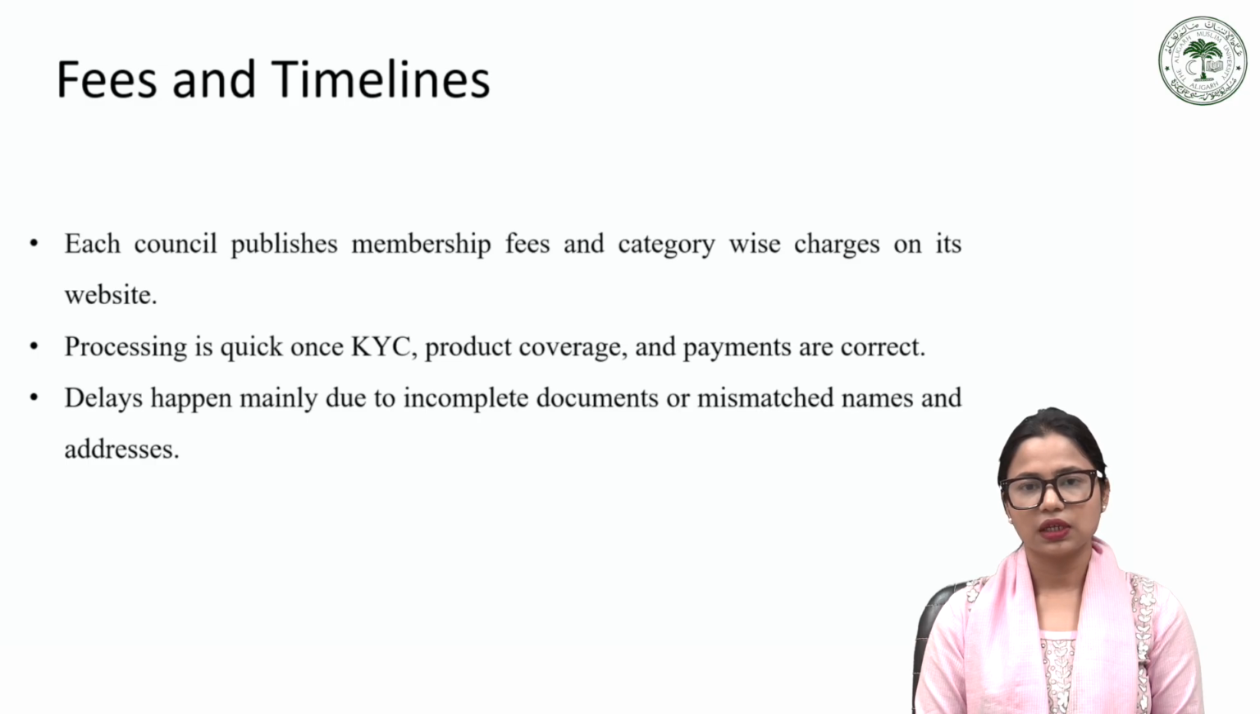Delays happen mainly because of incomplete documents or mismatched names and addresses. In many situations, there is a huge mismatch between the HS code mentioned and the product description. So, these errors are minimal and look really small in the eye, but they go on to create huge hurdles for the exporters. So these small errors or mistakes should not be ignored or overlooked.